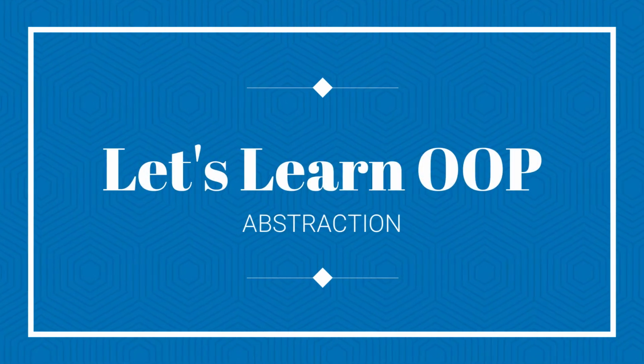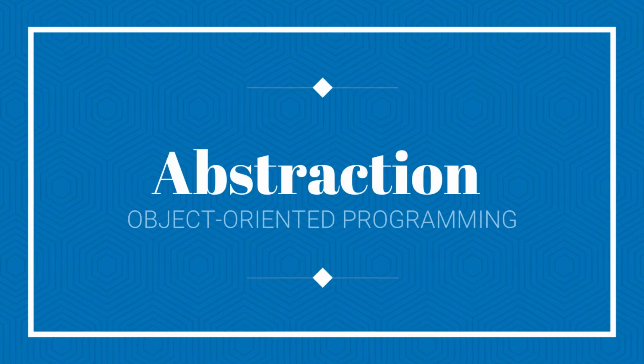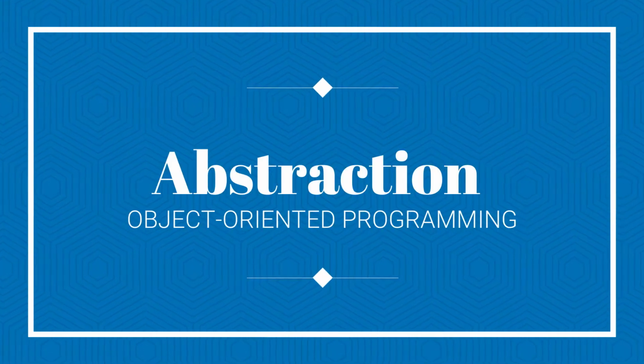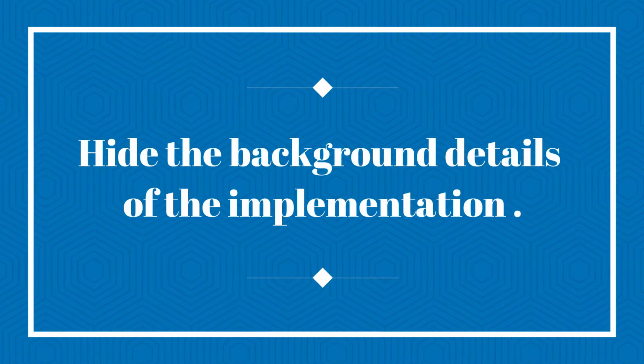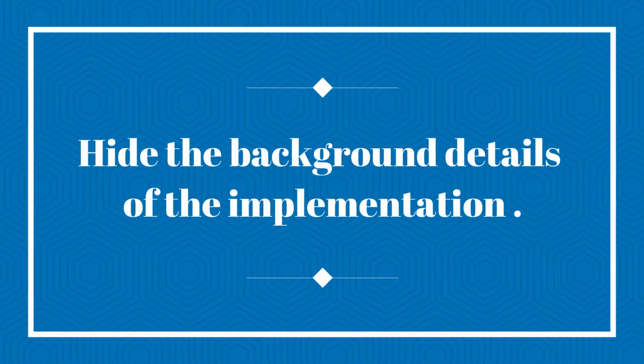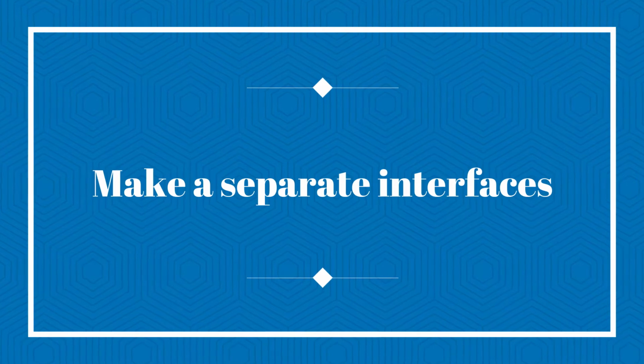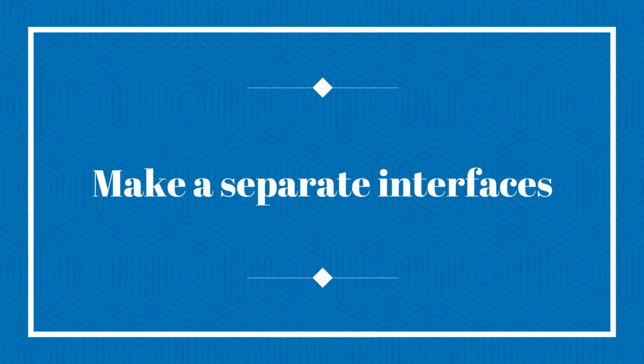For this demonstration, I will show you how to write code implementing abstraction in object-oriented programming. In fact, when you say abstraction, it means you need to hide the background details of the implementation. For us to apply this concept, we need to make a separate interface. For example, we will compute the miscellaneous fee.